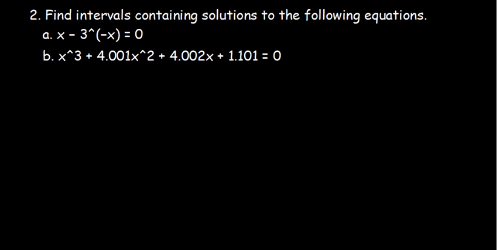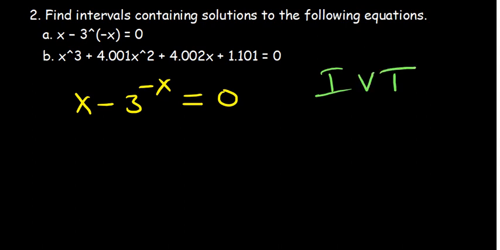Okay, so we have another question which is asking us to find the intervals instead. We've been given certain functions here: find intervals containing solutions to the following equations. So we have equations that we may not be able to solve directly. I'll write the first one, which is (x minus 3) to the power negative x being equal to 0. That is our equation. So how do you get to guess? We're going to use the intermediate value theorem to help us.